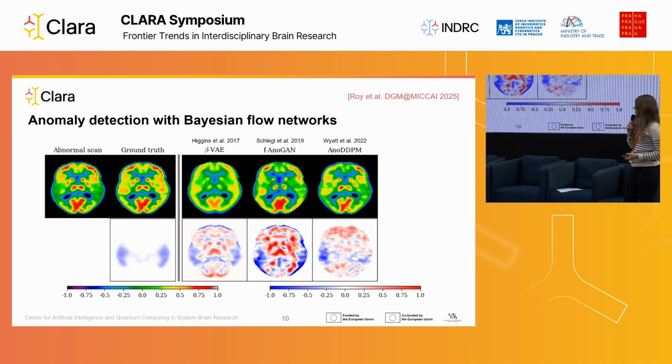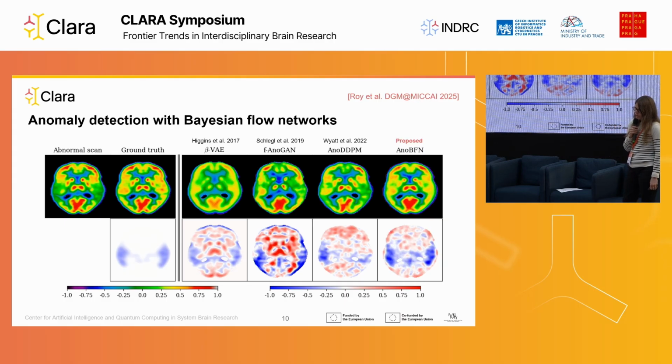Here are two other approaches based on GAN or a diffusion model. And here are the results that we get with our anomaly Bayesian flow networks. The reconstruction looks more subject-specific, and we're able to detect the anomalies that we had generated.